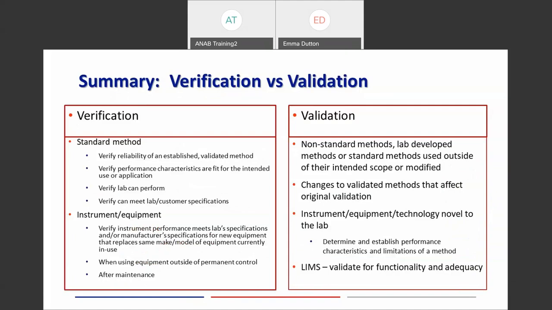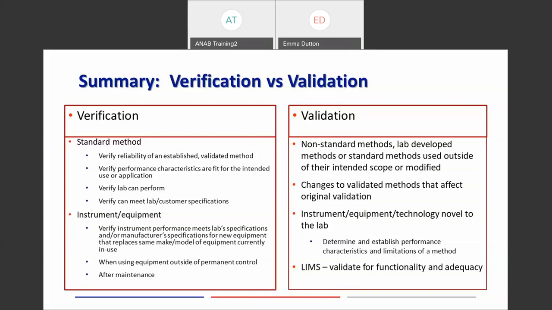So in summary, the difference between verification versus validation. Verification, the performance characteristics have already been established. Those come in to play when we're talking about standard methods. And there's that note back in 17020 that talks about what a standard method is. A standard method is a method that has been established and published by an international, regional, or national standard, such as ANSI is our National Standards Institute, and there are many standard methods that have been published there.